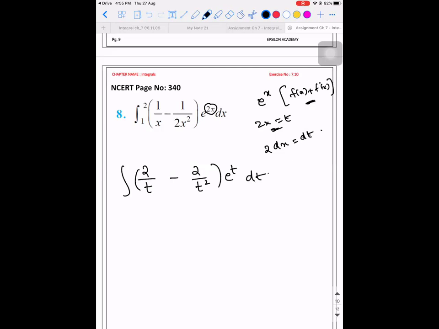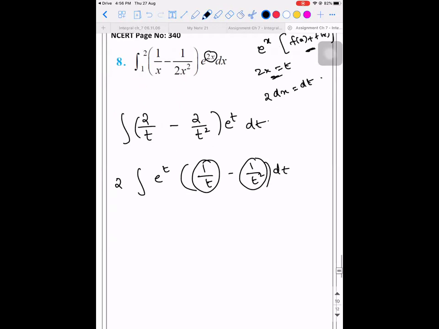Now you got it. See. If I take the 2 outside, integral of e power t into 1 by t minus 1 by t square dt. So if this is f of x, this is f dash of x. So what will the answer be? 2 into e power t divided by t. Your work is only to change the limits and substitute.